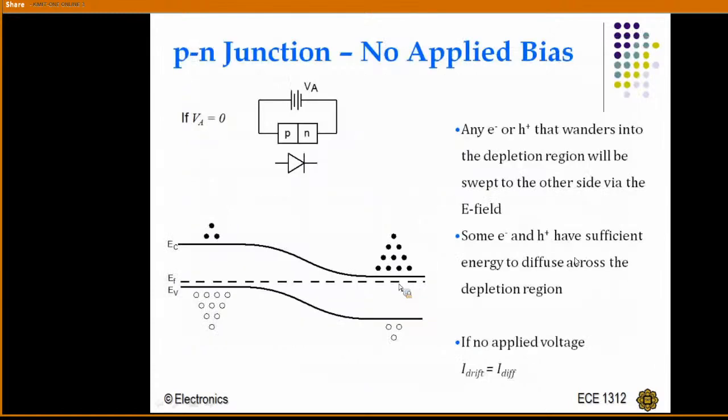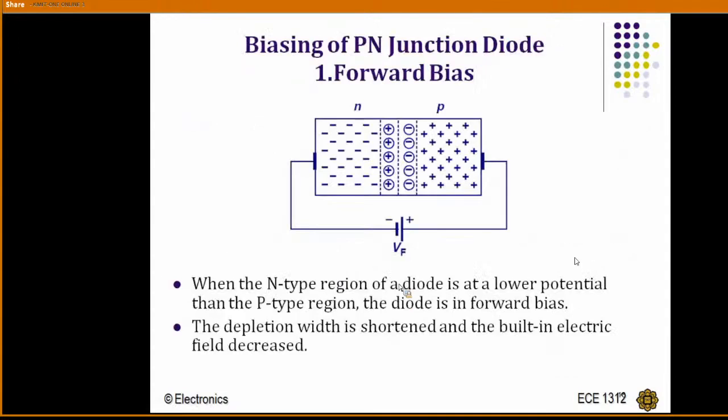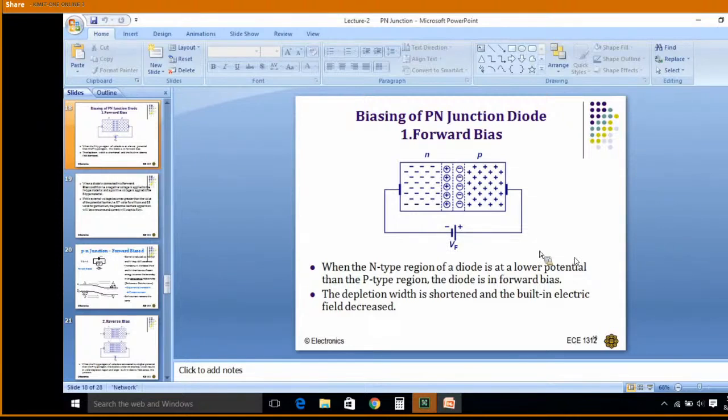Now I am doing the biasing concept by applying the bias. There are two types of biases. One is forward bias. The second one is reverse bias. I think today we are having only 5 minutes. I will discuss the biasing of the PN junction in the next class. I will continue the same thing.